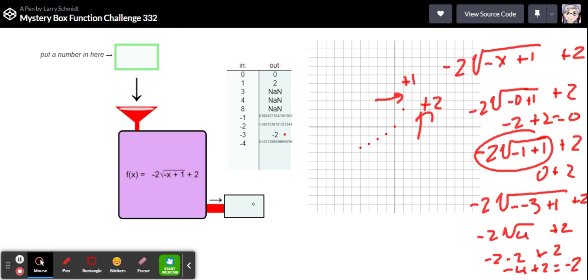Yeah, -2 times the square root of -x plus 1, plus 2, and we can graph that as well. So you can see that shape of the square root function. It's a little steeper because of that multiplier, and then it's been flipped upside down and flipped left to right because of the negative sign outside and inside the radical sign.